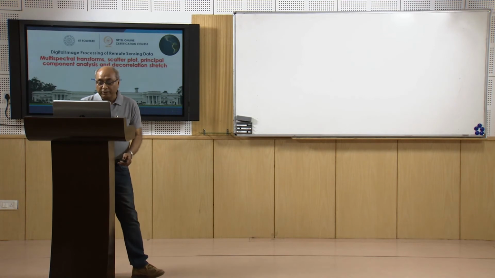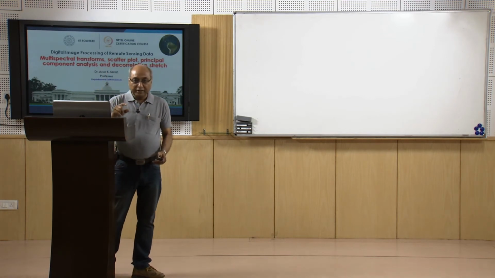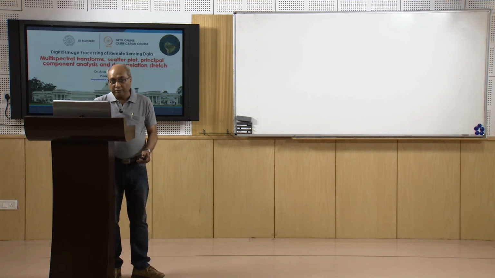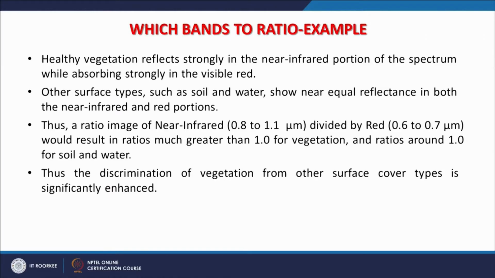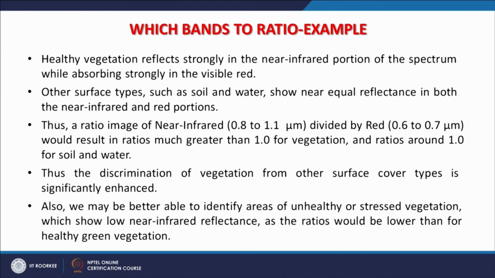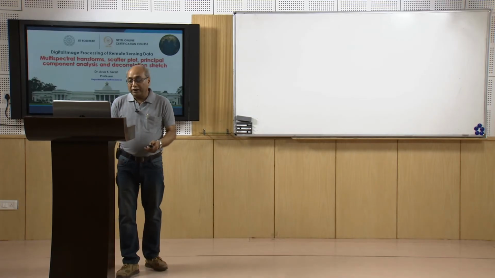And that is why I was mentioning that where there is a sharp change in the curve, those two adjacent bands will give you much better results. Thus the discrimination of vegetation from other surface cover types is significantly enhanced in such ratio outputs. And we may also be better able to identify areas of unhealthy or stressed vegetation suffering from lack of water or maybe disease. By applying this ratio you can clearly identify the health of the vegetation, which shows low near infrared reflectance.